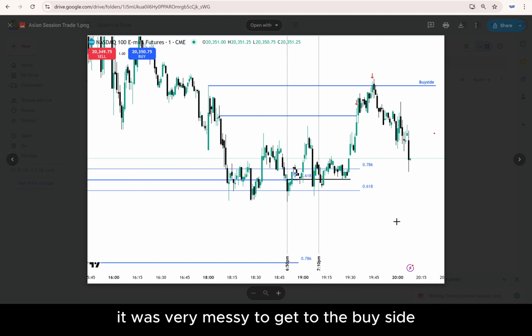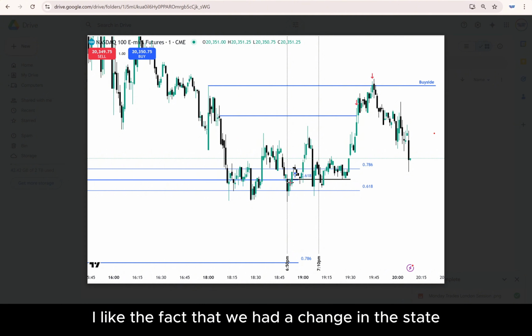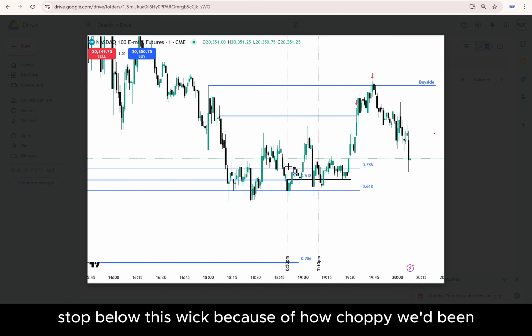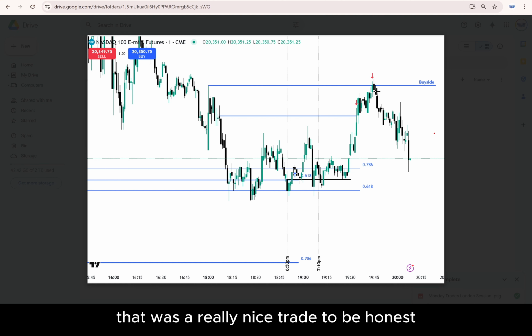It was very messy to get to the buy side, but I like the fact that we're stalling here. I like the fact that we had a change in the state delivery. And I was very happy to take this trade. Stop below this wick because of how choppy it had been. Took a partial here and then took the full TP there. Now I'm really happy with that. That was a really nice trade, to be honest.